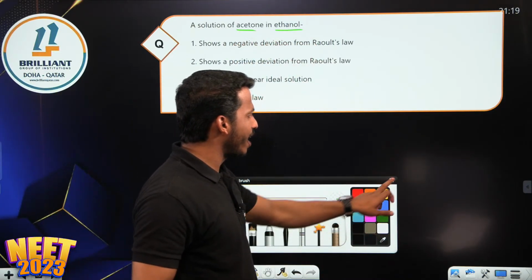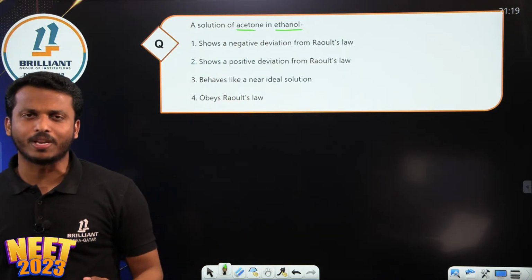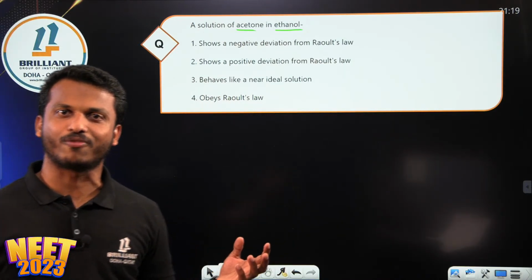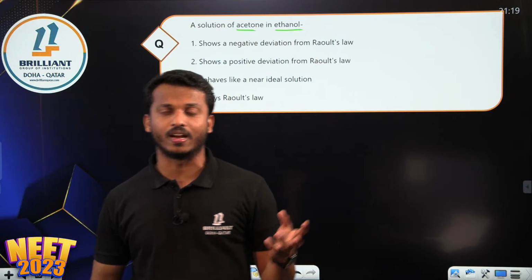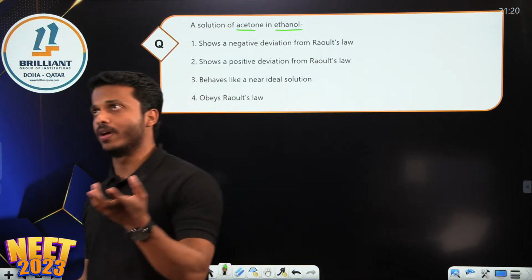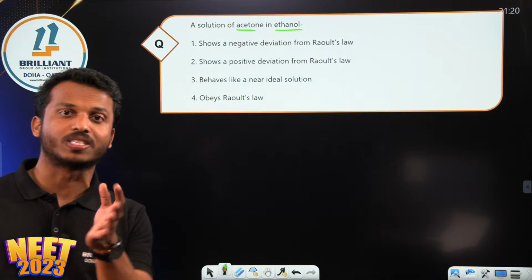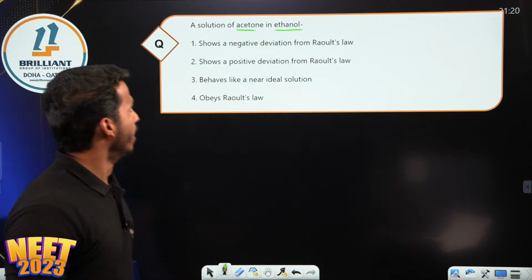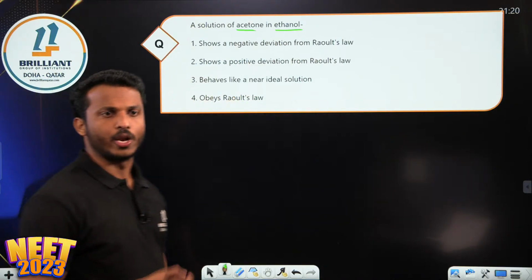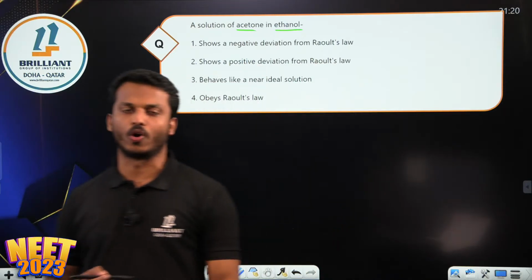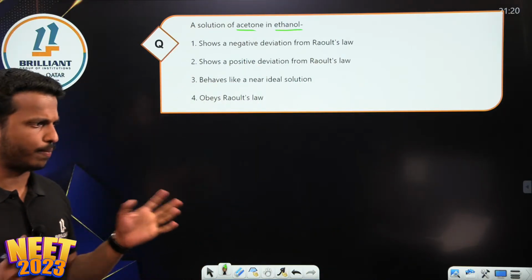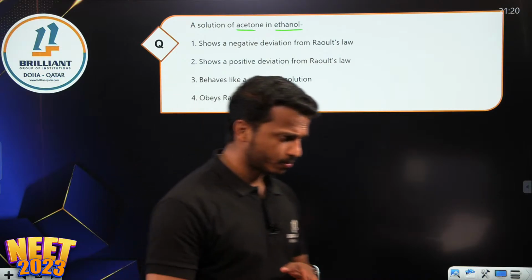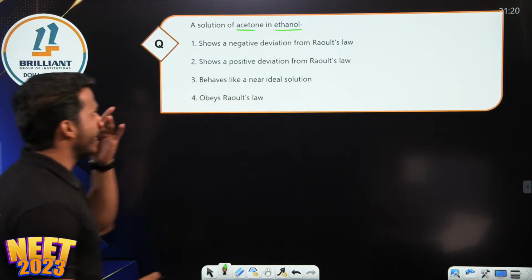Repeated question again we are discussing. Even in our board examination we have discussed many kinds of examples for positive deviation, negative deviation, and even ideal solution also. The examples are very important. Acetone and ethanol belong to which deviation? Positive deviation. Okay, let us see, dear all.